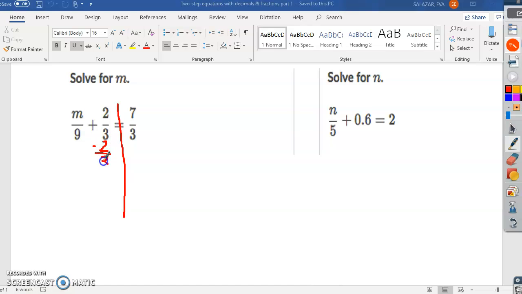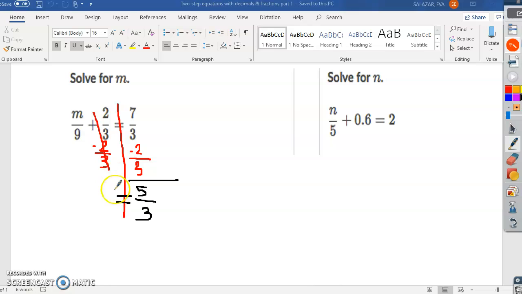So I'm going to do minus 2/3, and I'm going to cross that out because that's gone. And I'm going to do minus 2/3 on this side. And I can solve that. Once I solve this, 7/3 minus 2/3, you get 5/3. Again, the nice thing about these fractions is that the denominators are equal. They're the same, 3. Therefore, you just have to do 7 minus 2, which is 5, and your denominator remains the same.